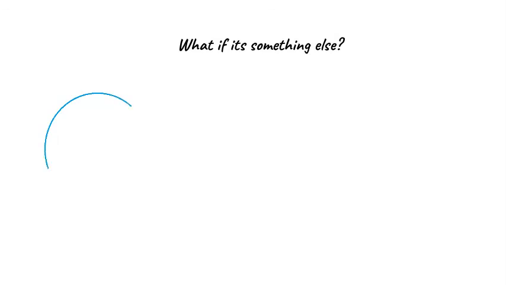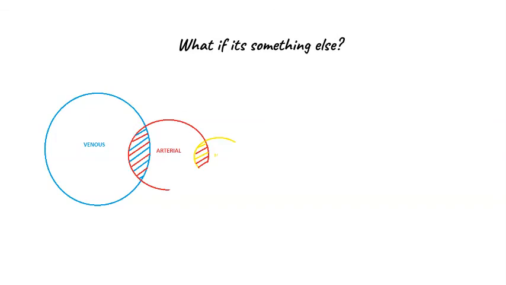99% of leg ulcers will fit into this Venn diagram, either the primary circle or one of the overlapping areas. But if the ulcer you're looking at doesn't seem to fit into any of the areas in this Venn diagram, you need to ask, what if this is something else? The easiest and quickest route to answering that question is a punch biopsy under local anesthetic.